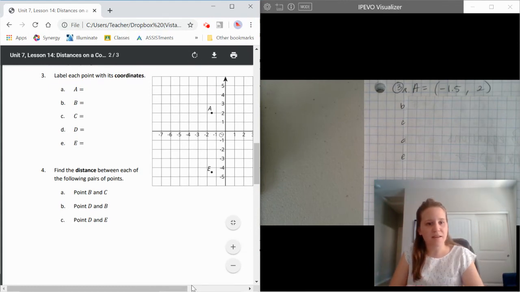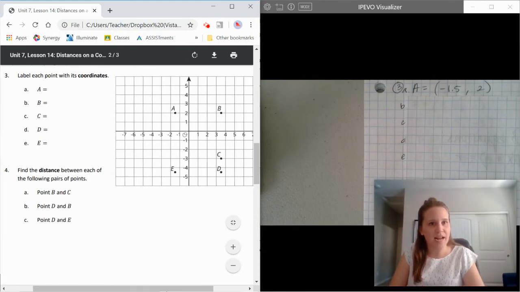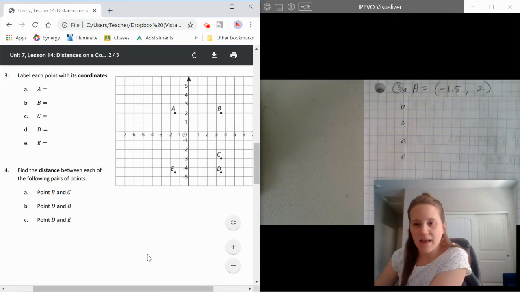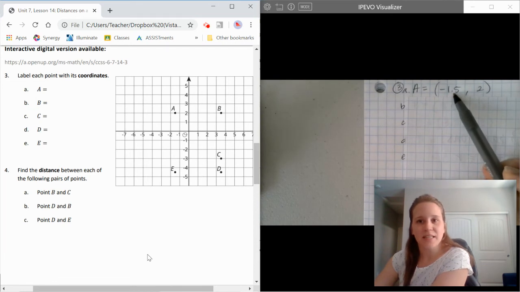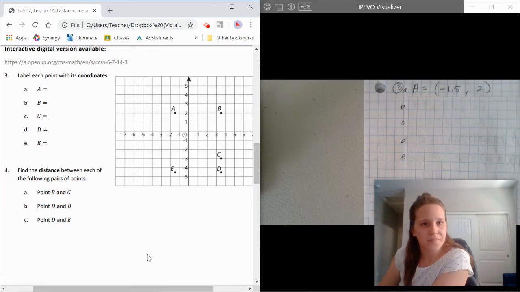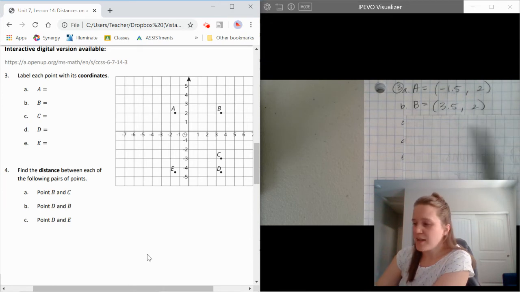Awesome. My coordinate point, my ordered pair for A was -1.5, 2. My x value is negative, it's to the left of 0, and then the y value is positive, it's above 0, above the origin. B, both x and y are positive, I'm at 3.5, 2.